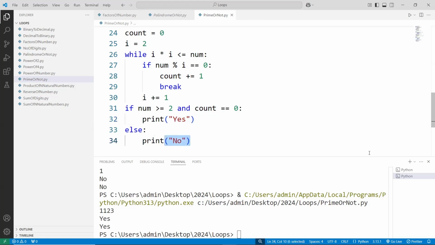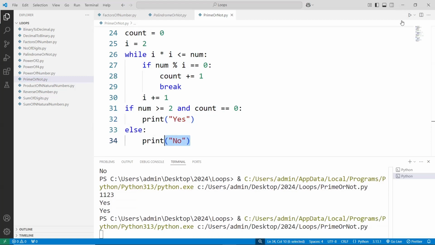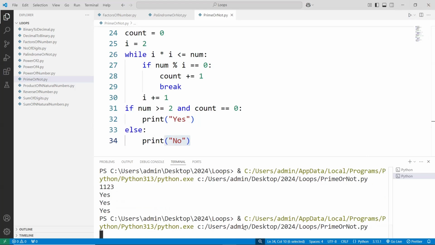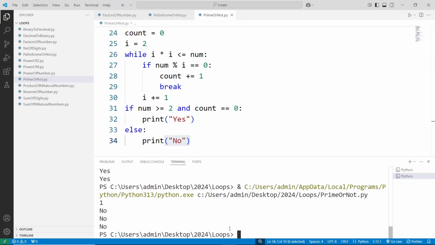So let's try to run this code and check with some sample examples. Let's give the value 1123 once again. The output is yes, yes, yes. Let's go for the value 1. The output is no, no, no. So this is how it works, guys.